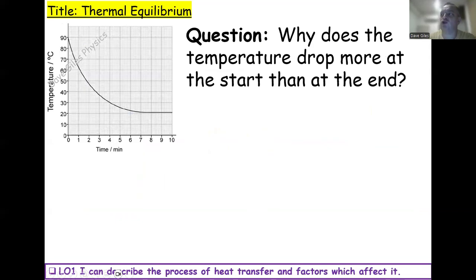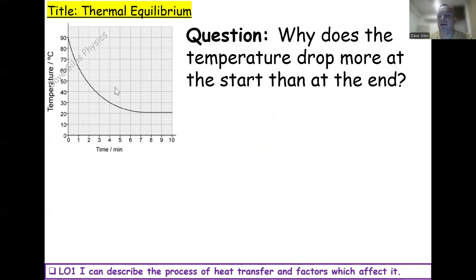Why does the temperature drop more at the start than at the end? So here is a graph showing temperature against time. This is a boiling cup of water left out in a room, and it loses energy and therefore the temperature drops. It starts off at 90 degrees, and by the end, it's down to about 21 degrees Celsius.